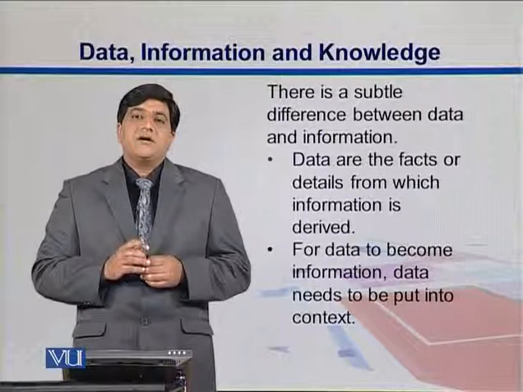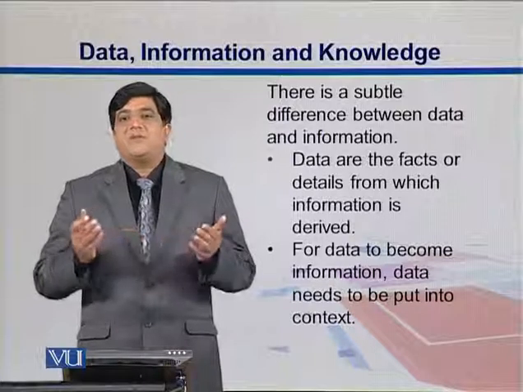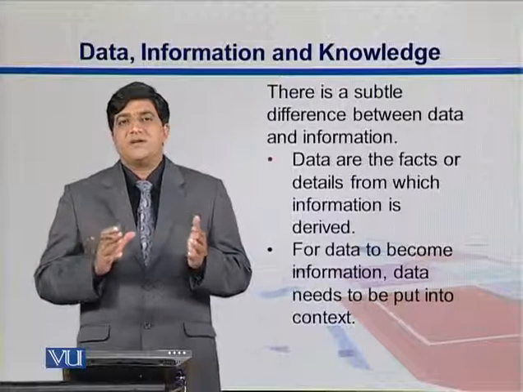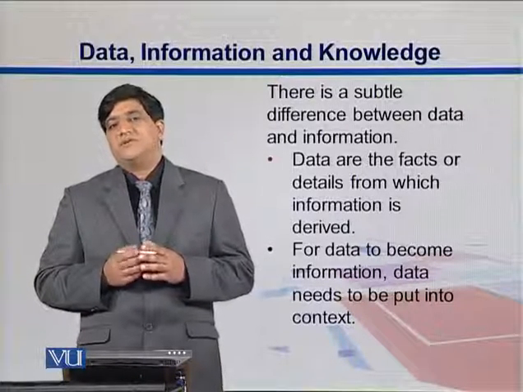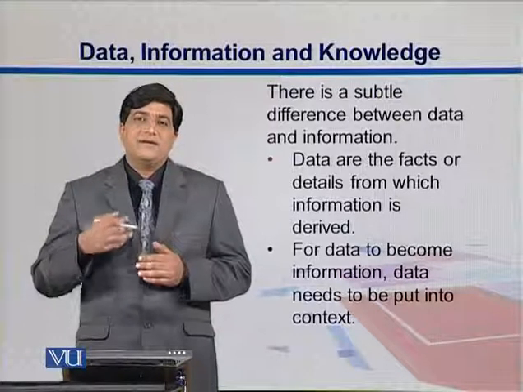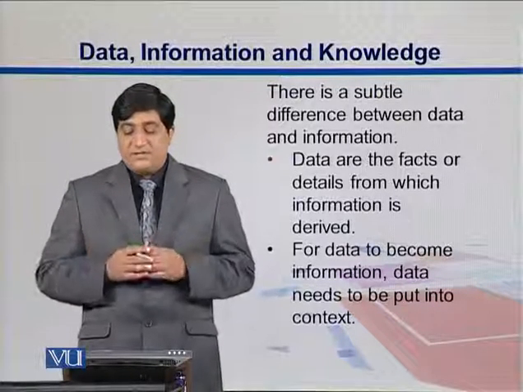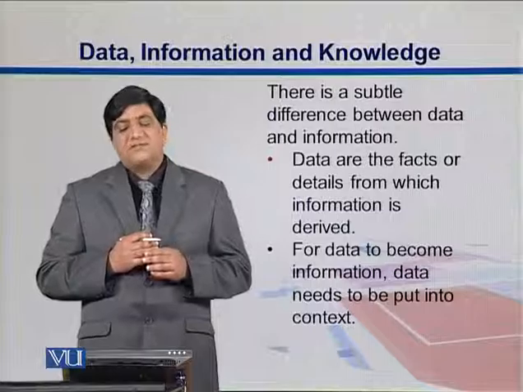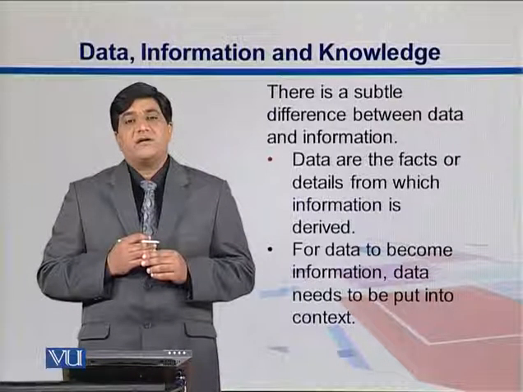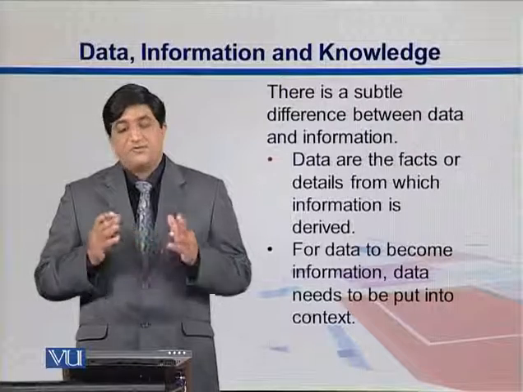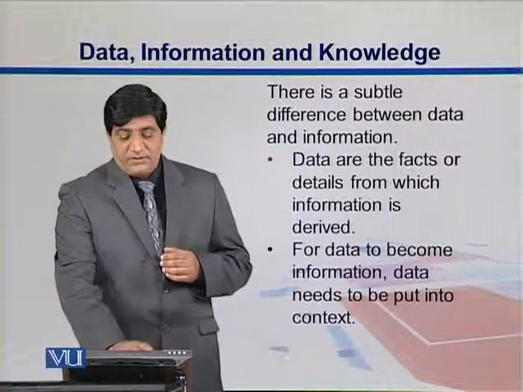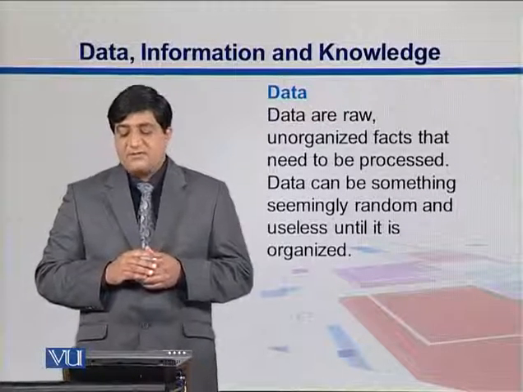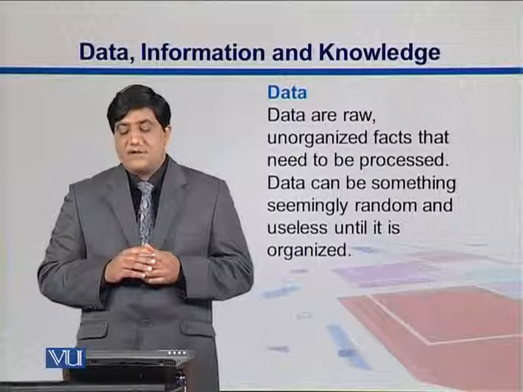Okay guys, whenever we talk about informatics, we think of information, and whenever there is information we think about data. Data and information are a little bit confusing, so it's hard for people to distinguish between them. Let me go ahead and clear up some differences. There is a subtle difference between data and information. Data are the facts or details from which information is derived. For data to become information, it needs to be put in context. Data are raw, unorganized facts that need to be processed. Data can be something seemingly random and useless until it is organized.